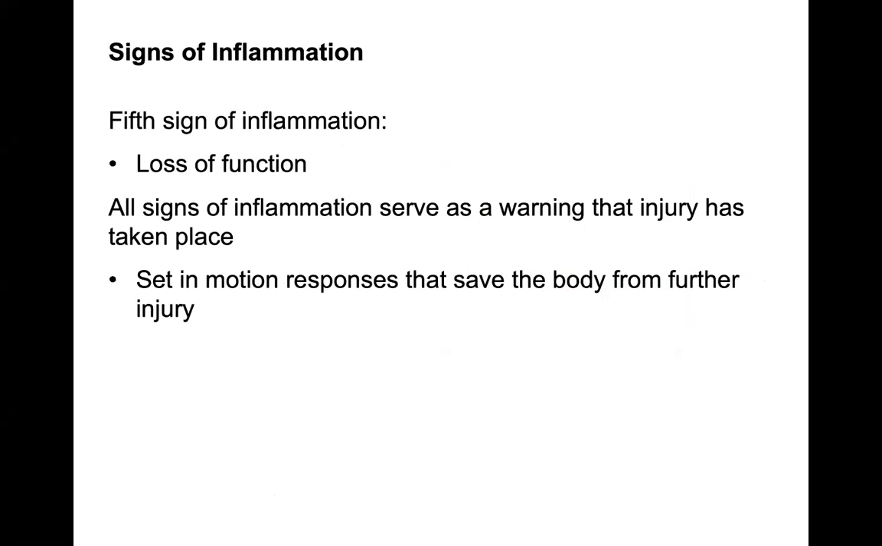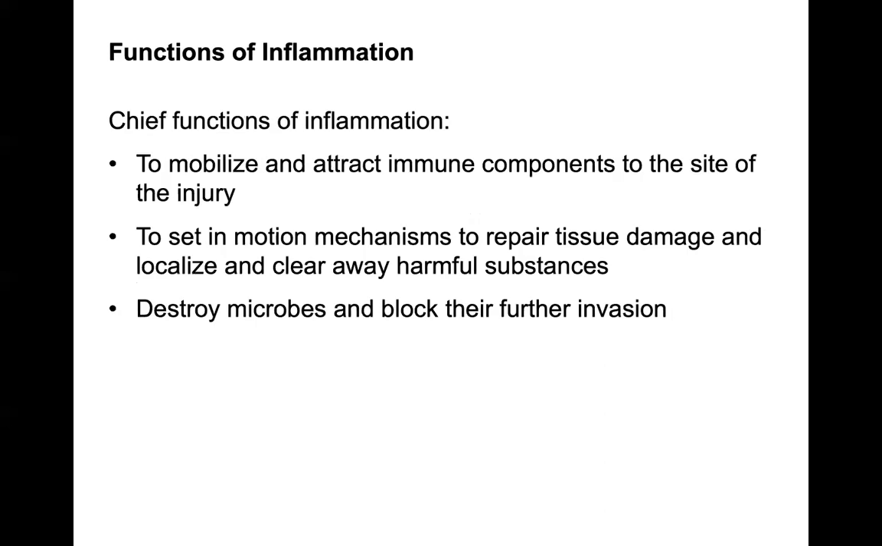A fifth sign of inflammation is loss of function of that tissue. All signs of inflammation serve as a warning that injury has taken place. It has set in motion responses that save the body from further damage or injury. Functions of inflammation. The chief functions of inflammation is to mobilize and attract immune components to the site of injury, to set in motion mechanisms to repair tissue damage and localize and clear away harmful substances, and to destroy microbes and block their further invasion.